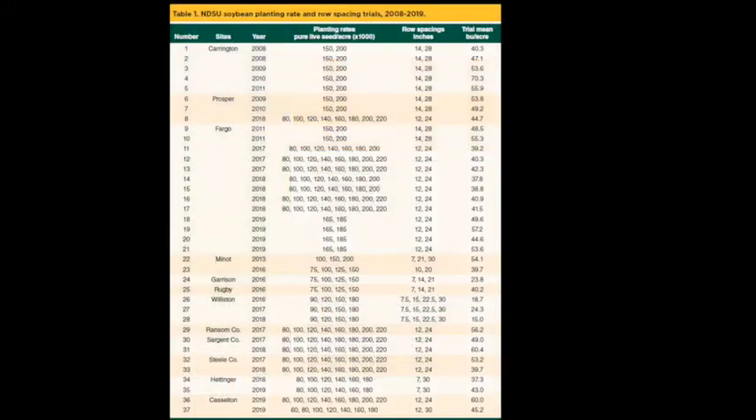I'm showing this chart just to emphasize that it was a very large database. Compared to 37 trials, you notice the locations, the years, the range in planting rates, as well as row spacings. And then we also included the trial mean for yield. Notice the yield had a wide range, anywhere from 15 bushel all the way up to 70 bushel. So it was quite a project to compile all this information and analyze it in order to provide some updated guidelines for you.